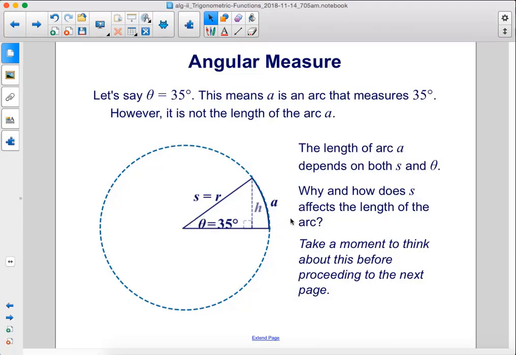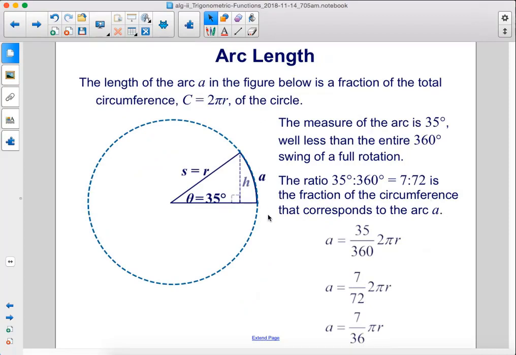Why and how does s affect the length of the arc? Take a moment to think about this before proceeding to the next page. The length of the arc A in the figure below is a fraction of the total circumference, C equals 2 pi r, of the circle. The measure of the arc is 35 degrees, well less than the entire 360-degree swing of a full rotation.